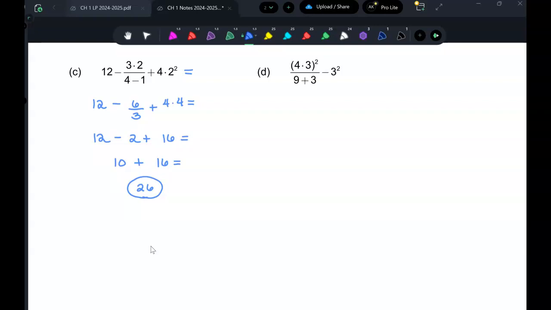Yeah, let's try the last one. I have 144 over, but then it's just like divided by 9 plus 3, so I still have to add first. What's 12 minus 2 is 10 plus 16. Okay, let's try the last one. What did we get in the numerator? 144.